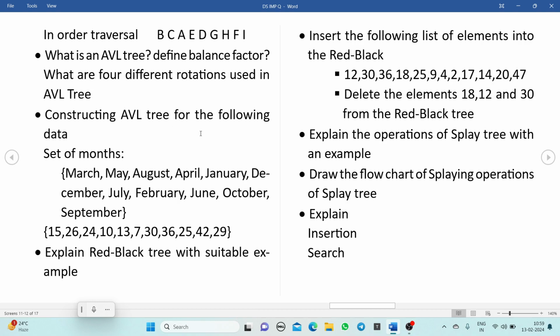Construct AVL tree for the following data. So the data is given here. The first is a set of months. Next, some digits are given.